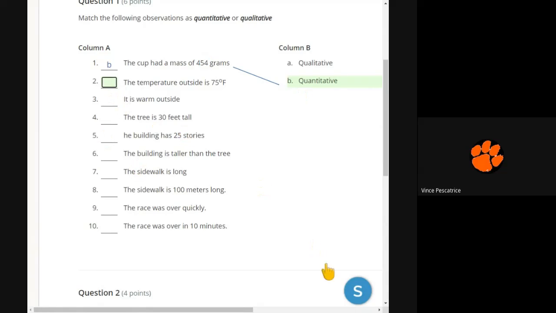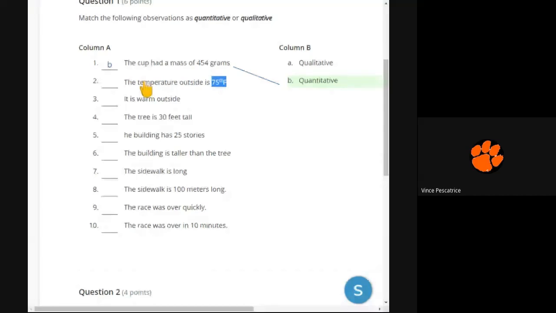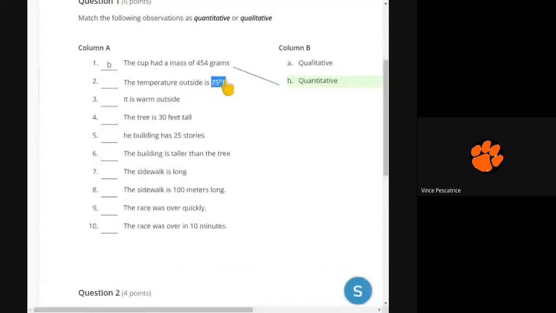The temperature outside is 75 degrees. All right, again, we have a number, so that is a quantitative observation. It's talking about a specific amount of degrees. So that's quantitative.